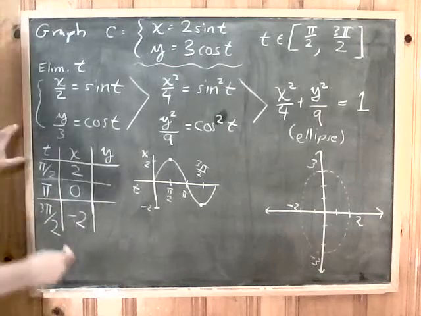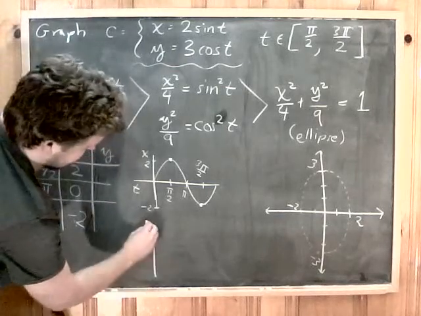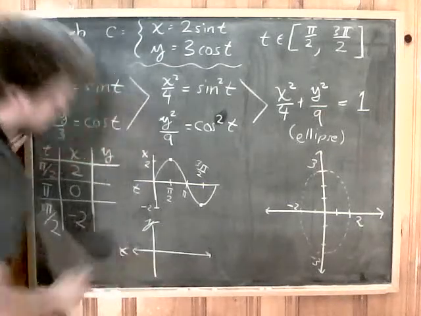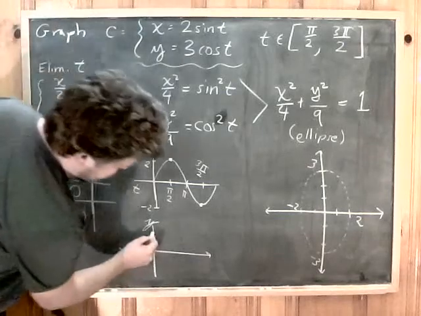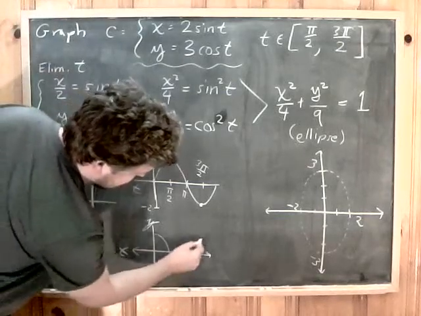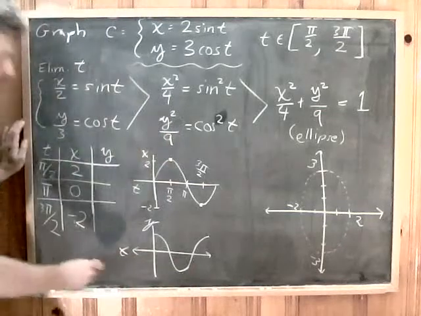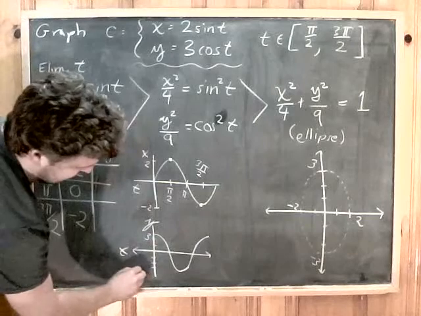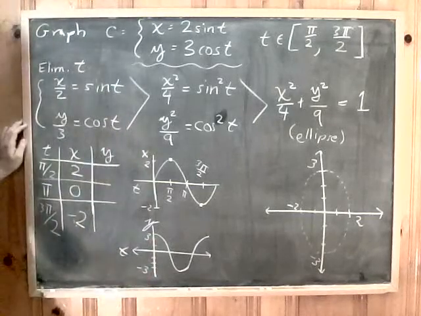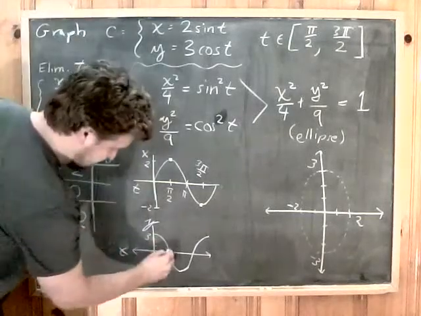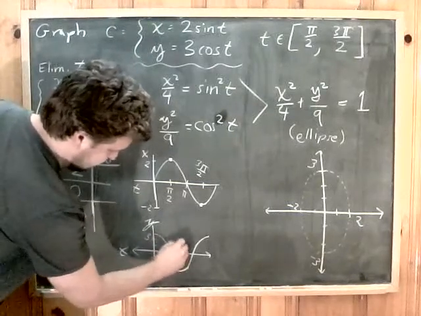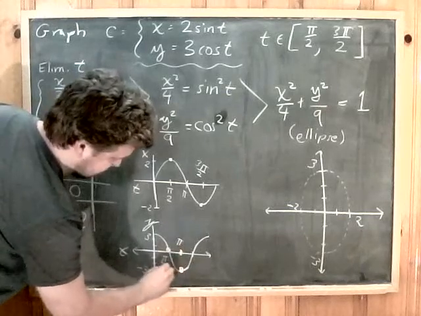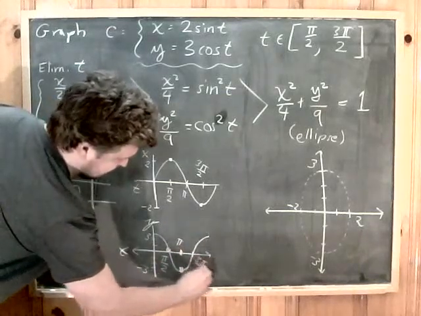And now I'll draw a little graph for the y versus t as well. Here's y versus t. And it's 3 times cosine. So here's what cosine looks like. And since it's 3 times cosine, it goes up to 3 and down to negative 3. And pi over 2 would be right here. And there's pi in the middle at that point. And there's 3 pi over 2.